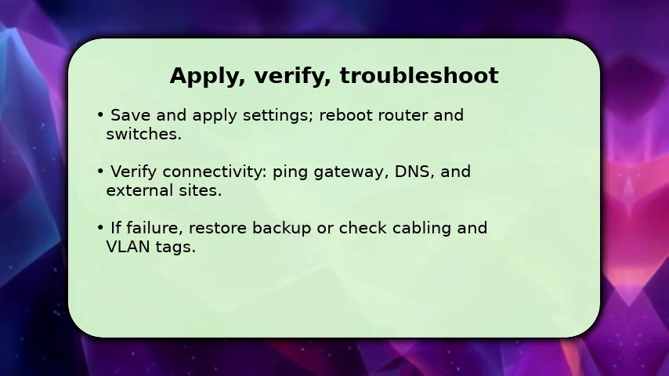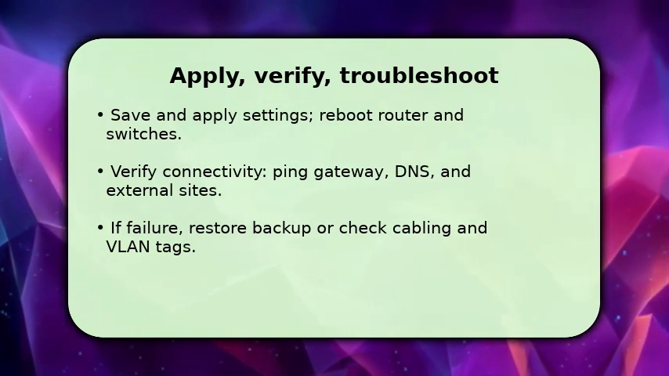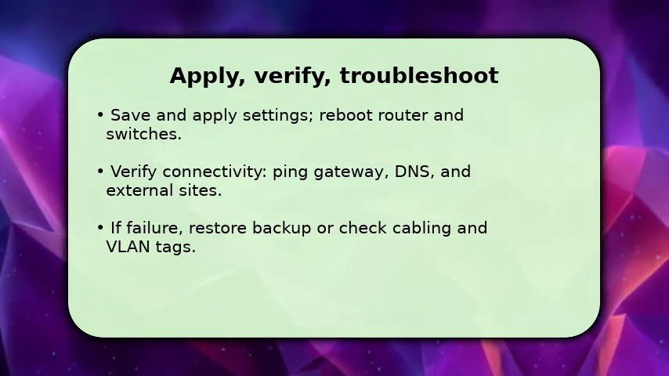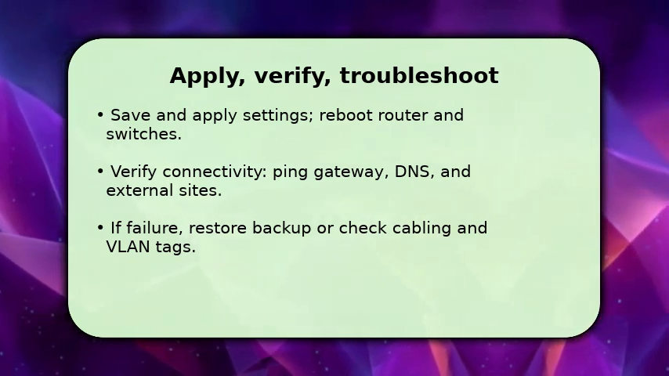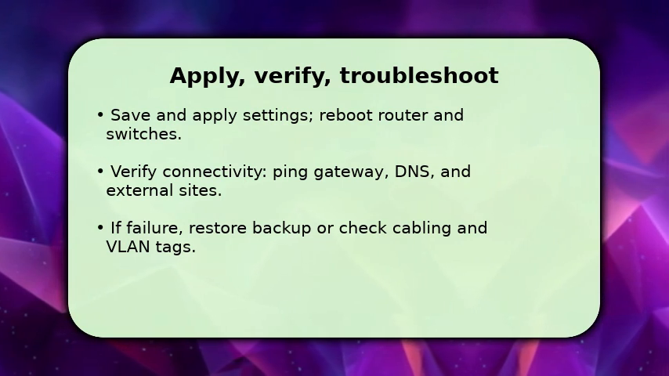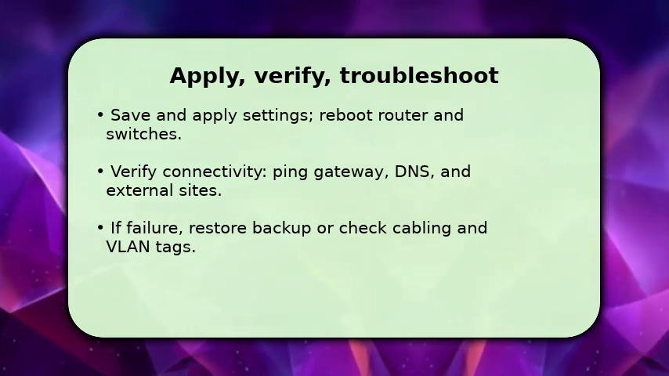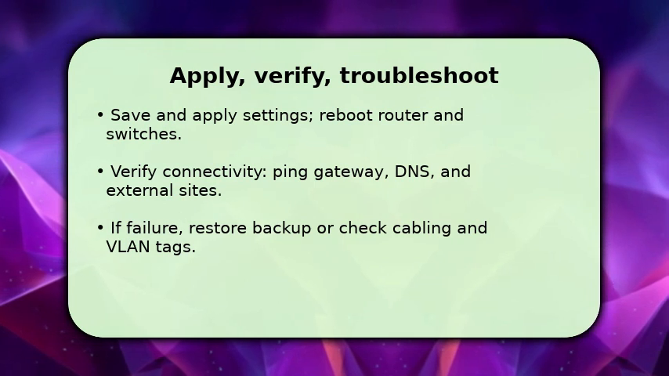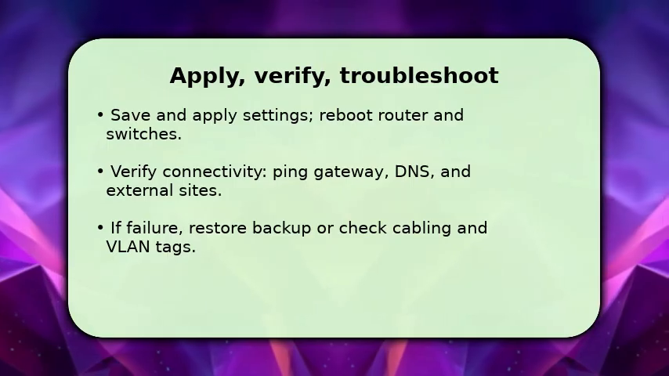Next, verify connectivity from a workstation. Ping the new gateway, test DNS resolution, and browse to an external site to confirm outbound routing. If something fails, restore the saved backup or inspect physical cabling and VLAN tagging. Common issues are misassigned ports or overlapping subnets, so roll back calmly, correct the error, and reapply the adjusted configuration.